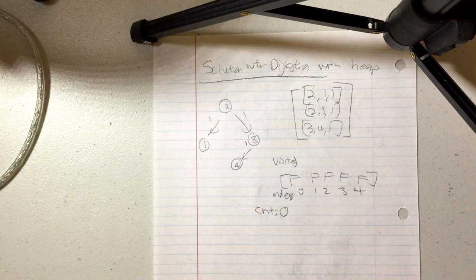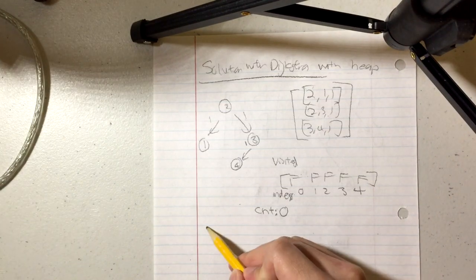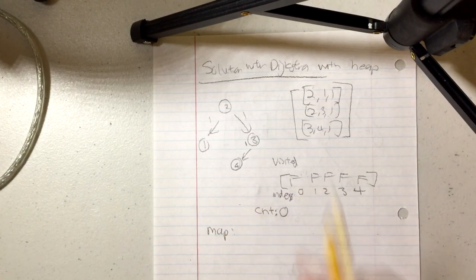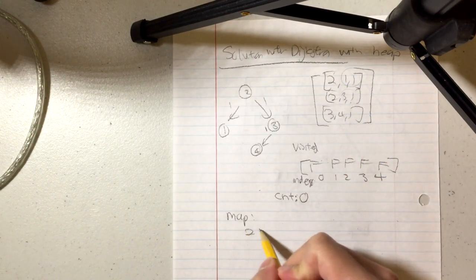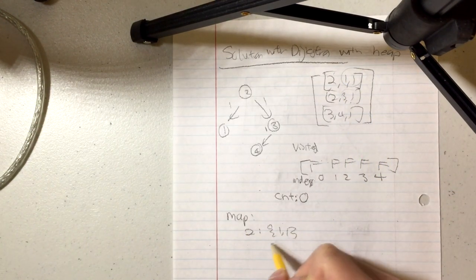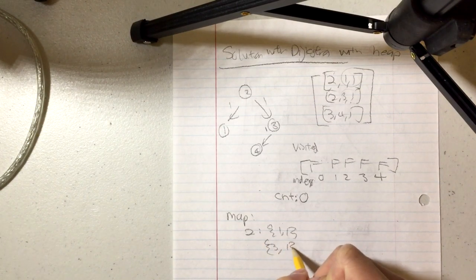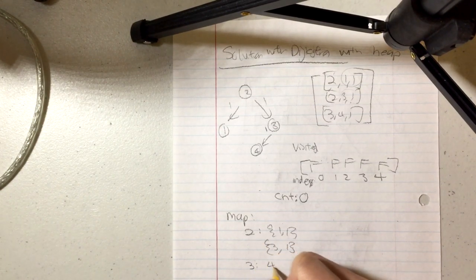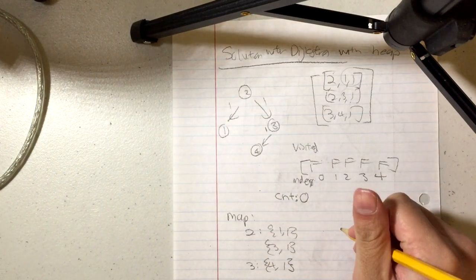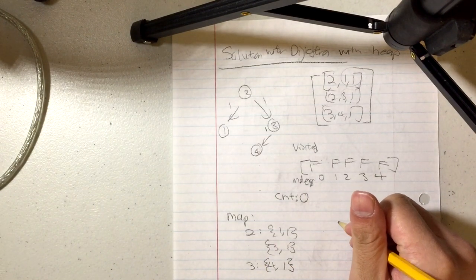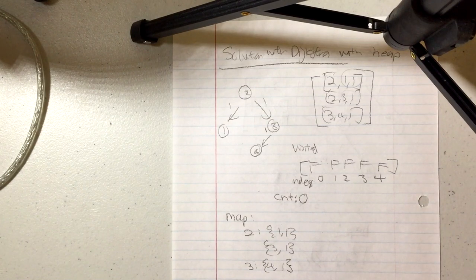Also, we're going to have the same map representing these pairs. So I'm going to do that here: 1, 1, 3, 1, and 3 is 4, 1. Okay, so that's a map. And we have a priority queue, which I'll call the heap here. Min heap is on the bottom.